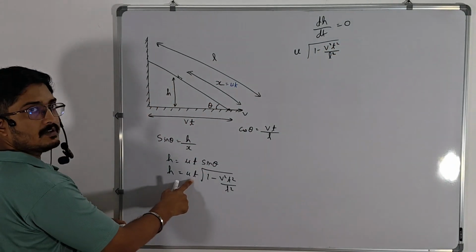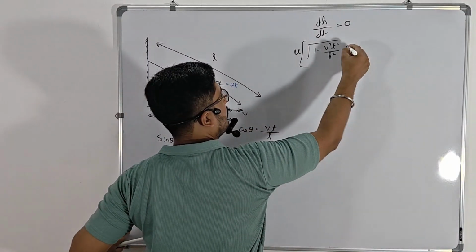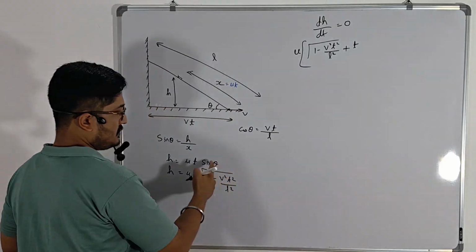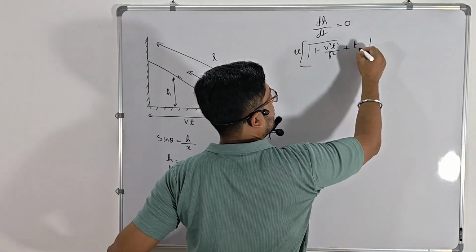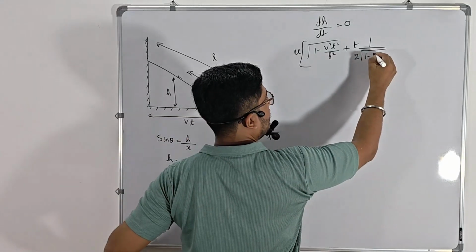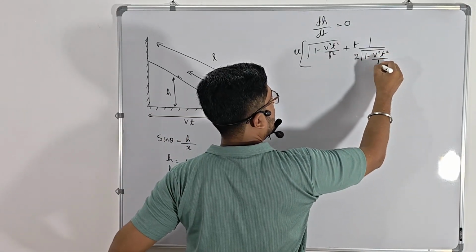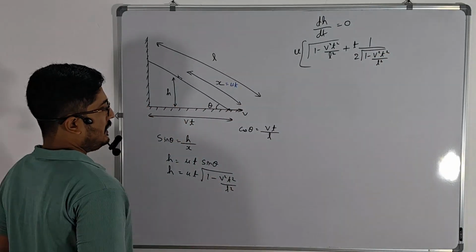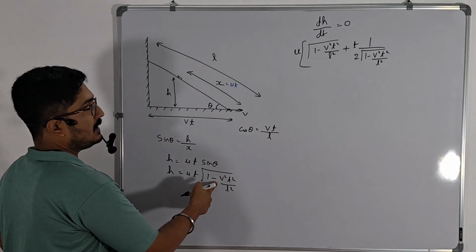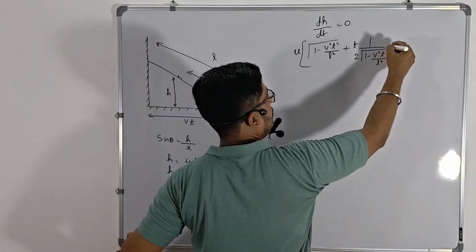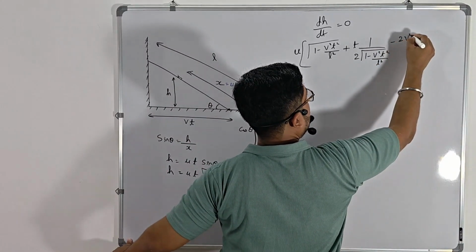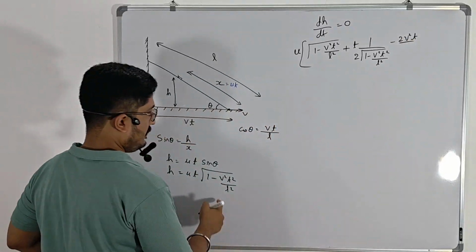Basically I have differentiated the first t. Now plus t as it is, differentiating the second term. So t as it is, and the differentiation of this would become 1 by 2 times the square root of the same value, 1 minus v square t square by L square, into the differentiation of the inside value, which will become minus 2 v square t divided by L square.